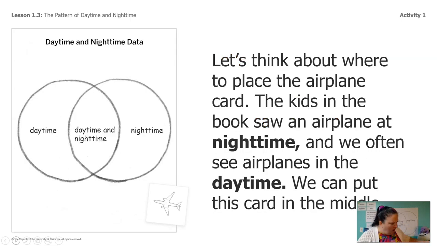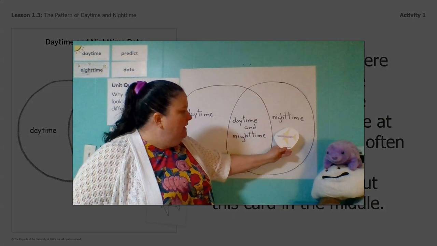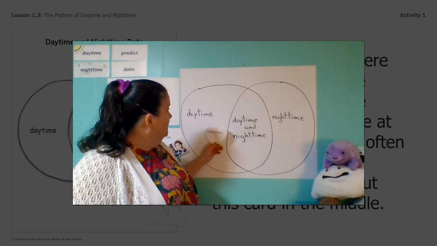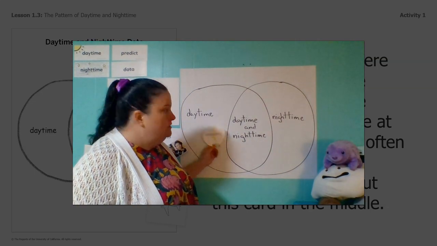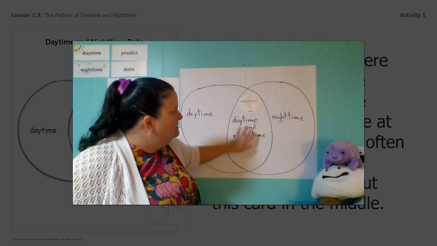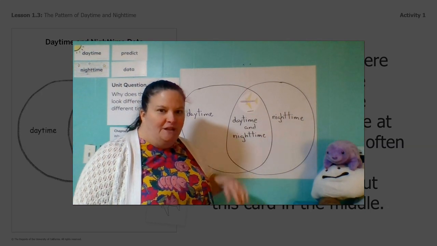Okay, so I know in the book they saw an airplane. Do I see my airplane? So we need to decide where the airplane goes. I'm gonna make myself big. They saw the airplane at nighttime, but I know that I've also seen airplanes during the daytime. So I'm gonna put my airplane right in the middle, right? Because an airplane is something you'd see during the day and at night. So that's what we're gonna do.